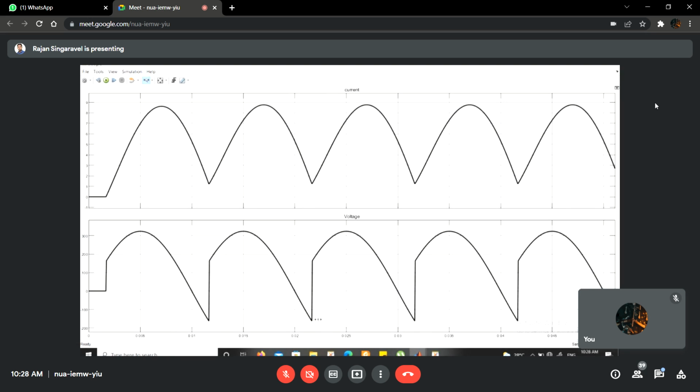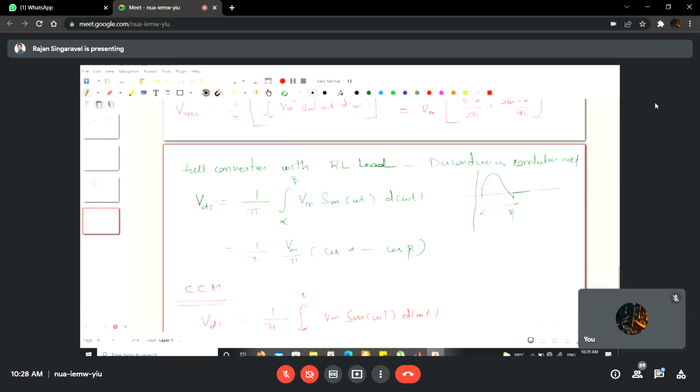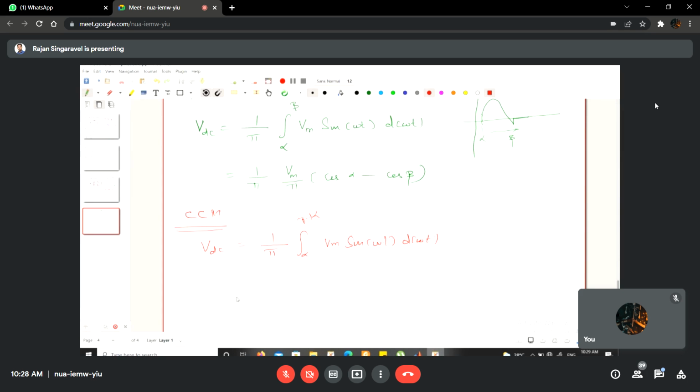So now we have to take the average between alpha and pi plus alpha. If we do that and manipulate it, you will get the equation 2 Vm by pi cos alpha. This is for continuous conduction mode. This is for discontinuous conduction mode. This is for continuous conduction mode, and both are for RL load, and the equation is for average DC voltage.